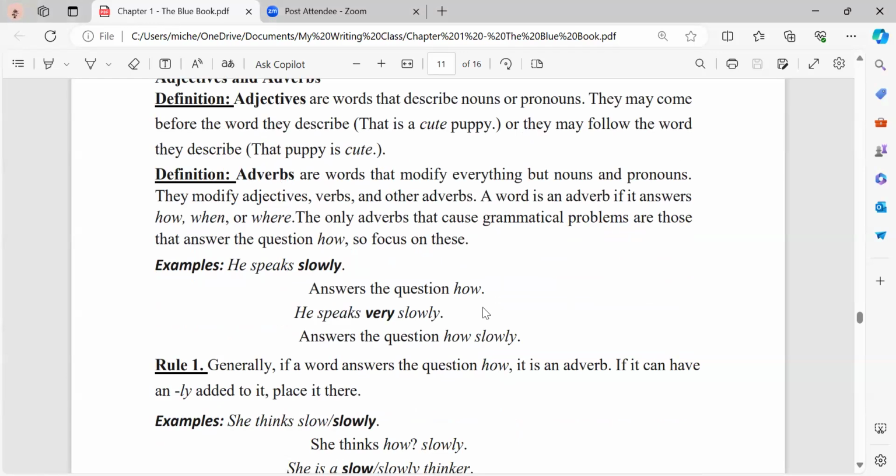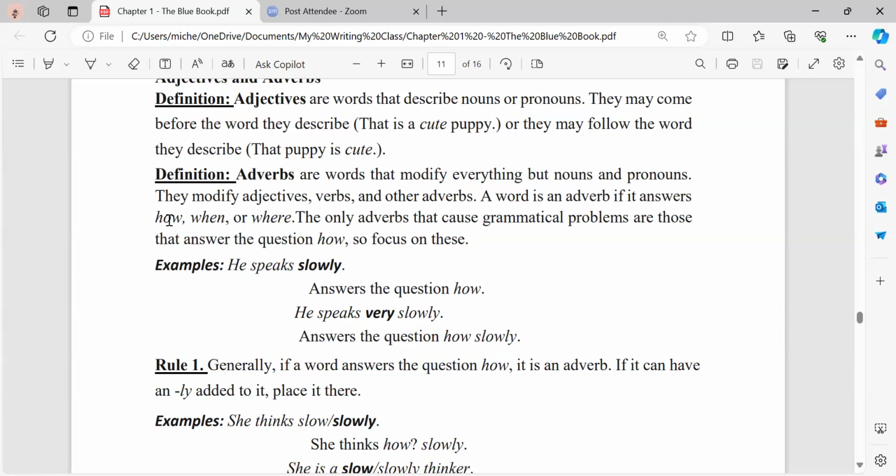And then the definition of adverbs. They're words that modify everything but nouns and pronouns. They modify adjectives, verbs, and other adverbs. So adverbs are technically sort of like additional information to the verb. That's why it's adverb. I usually use an abbreviation, additional verbs, to remind me of what adverbs are. For example, he speaks slowly. So basically, it answers the question how.